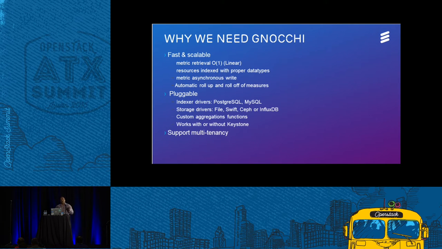It works with or without Keystone. So if you want to bypass the OpenStack stack completely and want to use Gnocchi, you can use it. You can bypass Keystone and use just a basic authentication mechanism to retrieve that data. Another advantage of Gnocchi is that it supports the multi-tenancy feature. So if I'm the tenant Amol, I can only retrieve data for that tenant Amol. I will not get data for the other tenants. So it has that multi-tenancy feature.